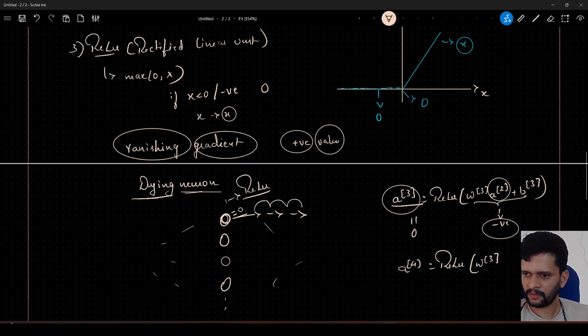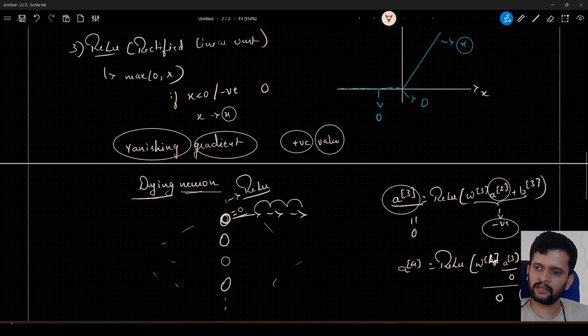Now the input is A3, right? And A3 is 0, correct? It will be W4, okay? Because we are computing A4. This A3 will be 0, this will be 0, so we are just dealing with the bias now, right?